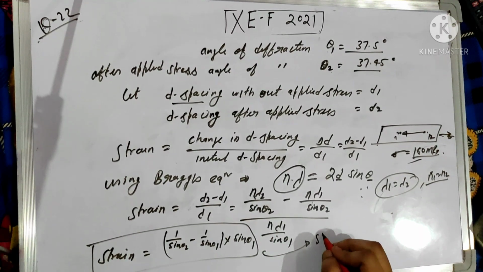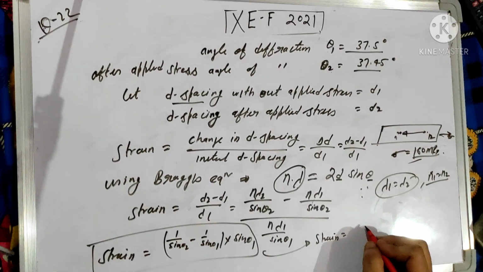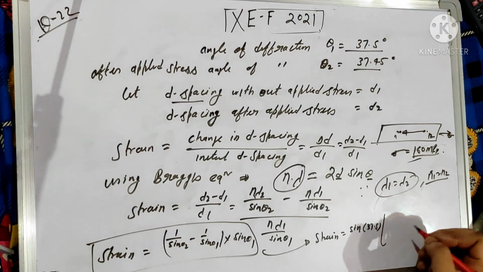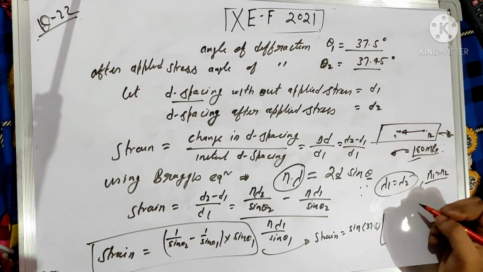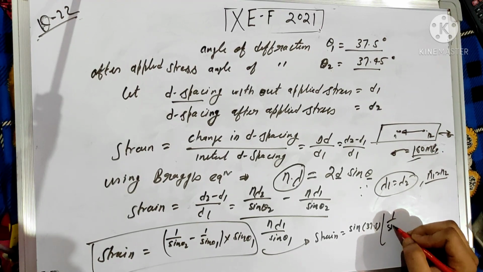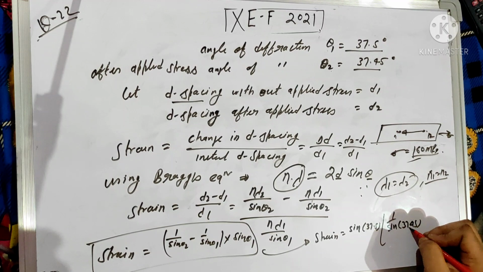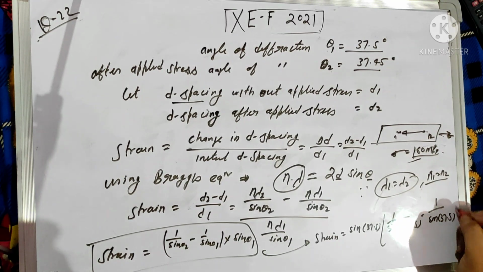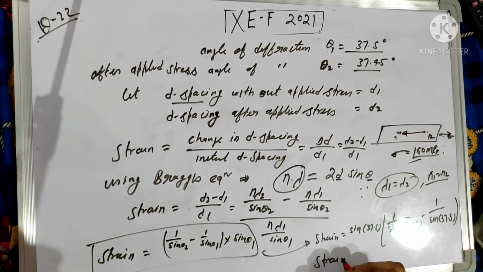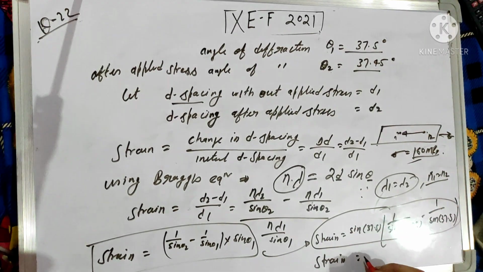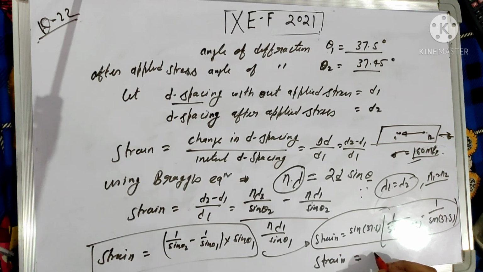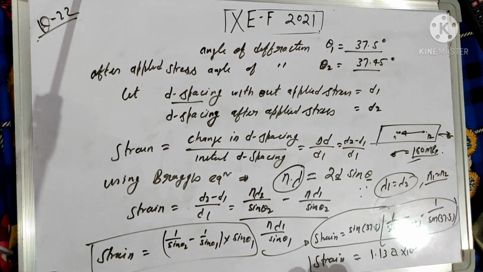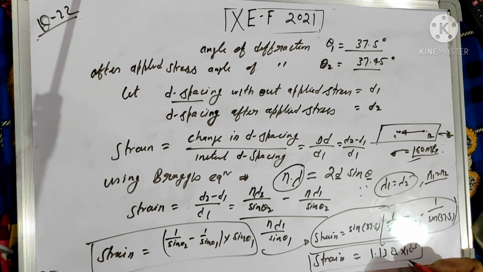Then put in all the values, you get strain equal to sin 37.5 into 1 upon sin 37.45 minus 1 upon sin 37.5. After calculation, the strain produced in the polymeric sample is equal to 1.138 into 10 power minus 3. This is the answer.